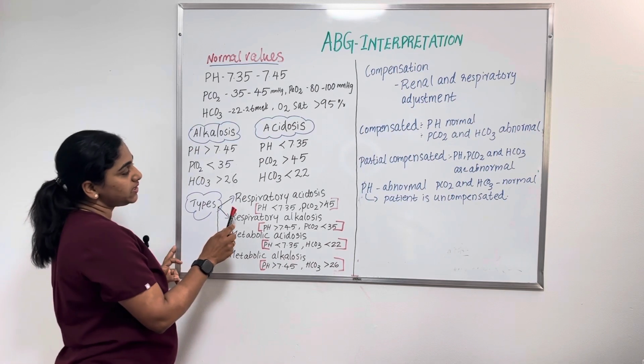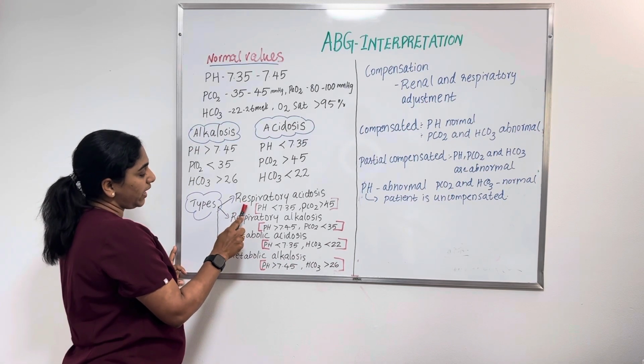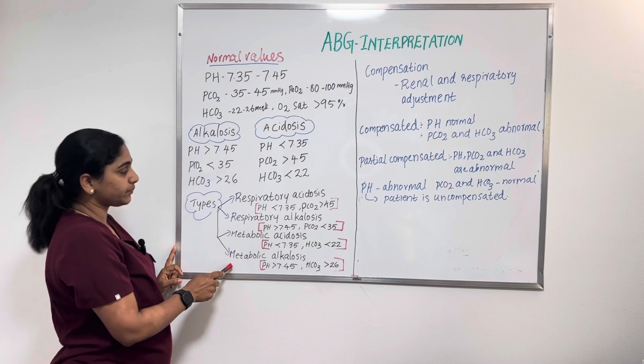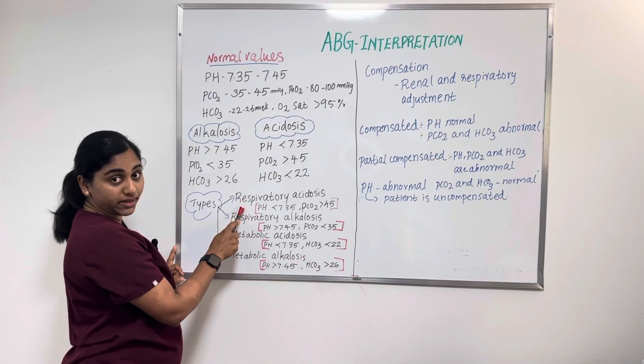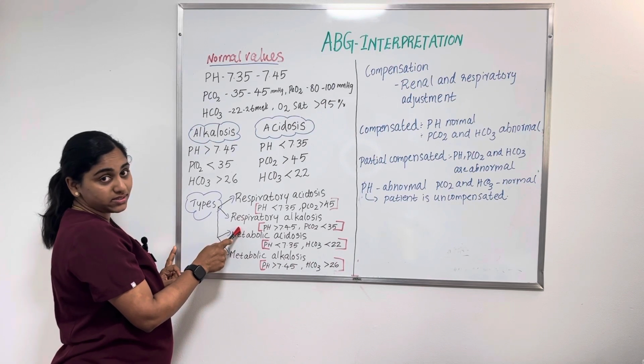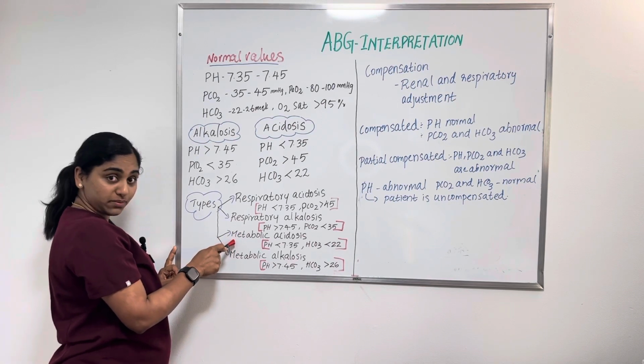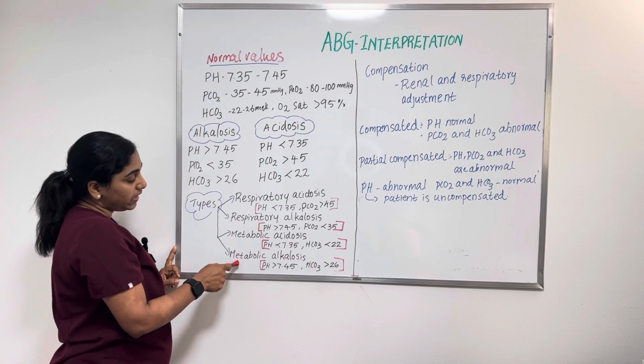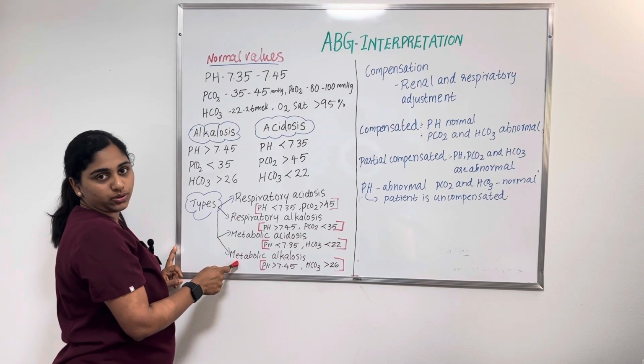Here you can see that there are 4 types. The first one is respiratory acidosis. The second one, respiratory alkalosis. Another one, metabolic acidosis. And the last one, metabolic alkalosis.